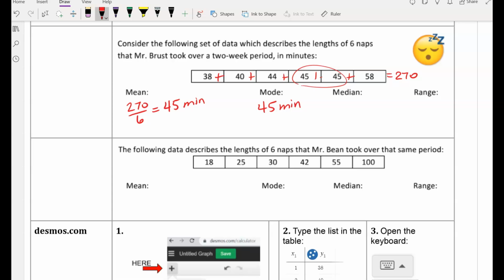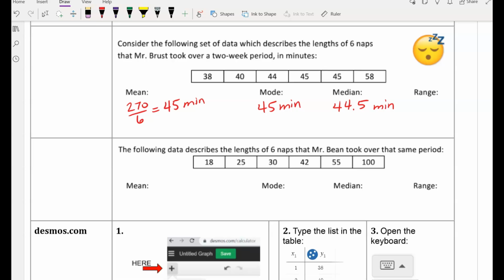The median is the middle number. Our list is already in order, and if we mark off from each end, we see that we have 2 numbers in the middle. So to find the median, we have to average those. Now we could add them and divide by 2, but it's pretty easy to see that halfway between 44 and 45 is going to be 44.5 minutes. So that median is very close to our mean, but they're not exactly the same thing. The median tells us that there are just as many naps longer than 44.5 minutes as there are naps that are shorter than 44.5 minutes.